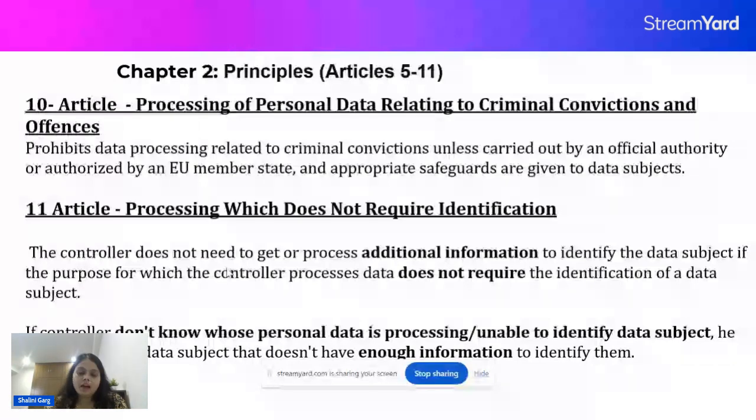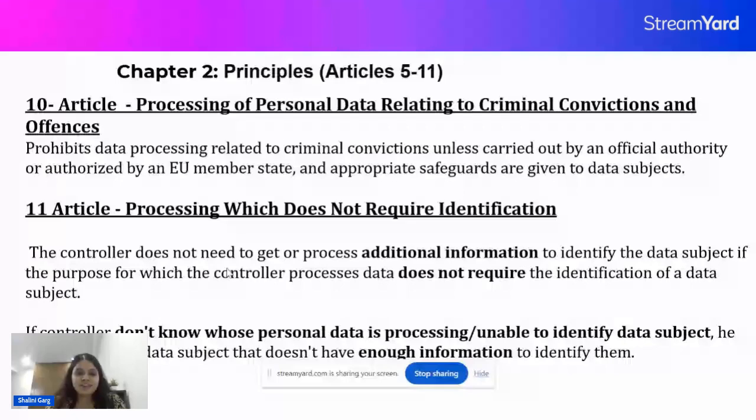So for everything for which we are processing sensitive data, criminal convictions, or child-related data, it has to be backed by appropriate safeguards. Generally all data has to be backed by appropriate safeguards, adequacy decisions, etc., which we are going to discuss later. But any data which is extra sensitive in nature must have appropriate safeguards in place.